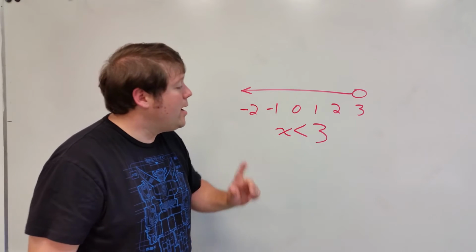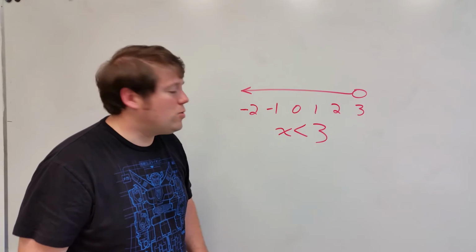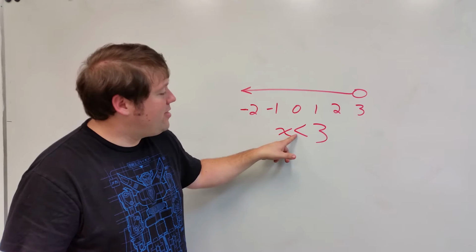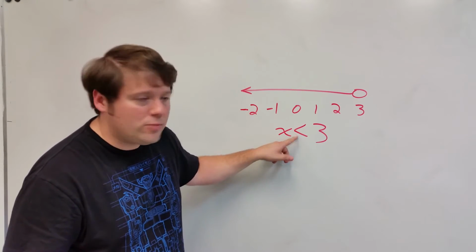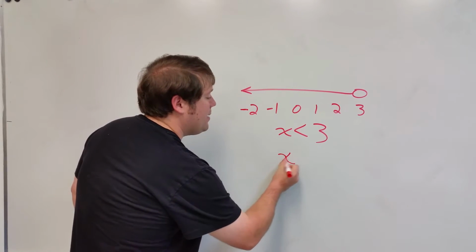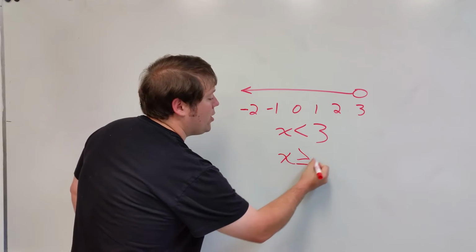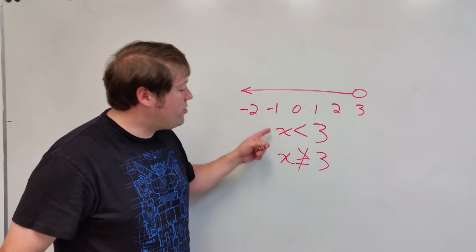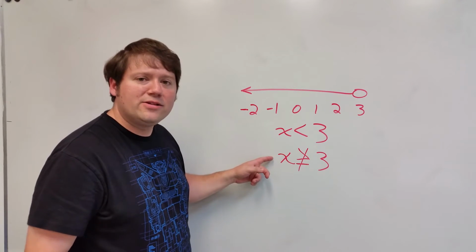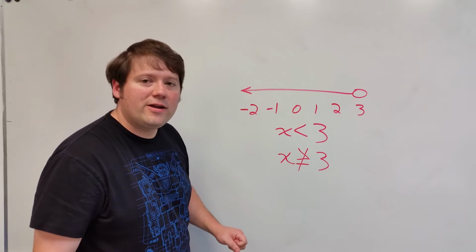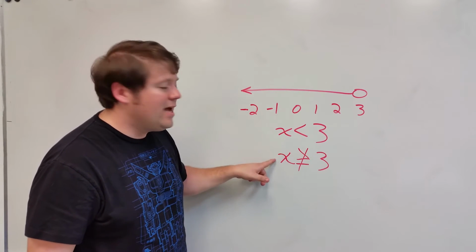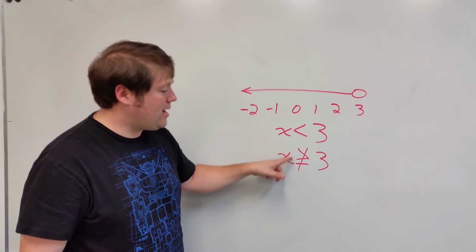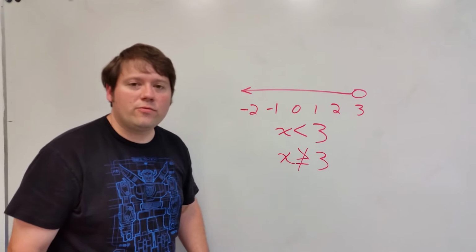That's the inequality. But we also want to write a negated inequality. So if x is less than 3, then it cannot be the other 2 possibilities. It cannot be greater than or equal to 3. And since it can't be, I should put a slash through it. So these two things actually mean the same thing. Two different ways of writing the same statement. This is an inequality. This is a negated inequality. If x is less than 3, it cannot be greater than or equal to 3.